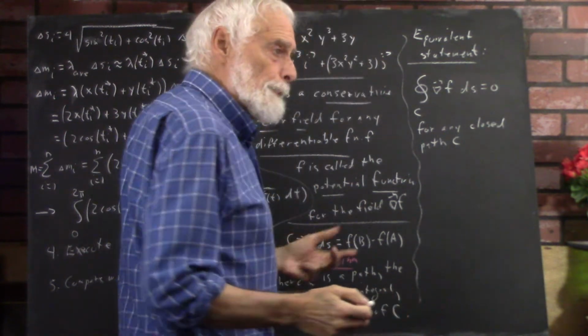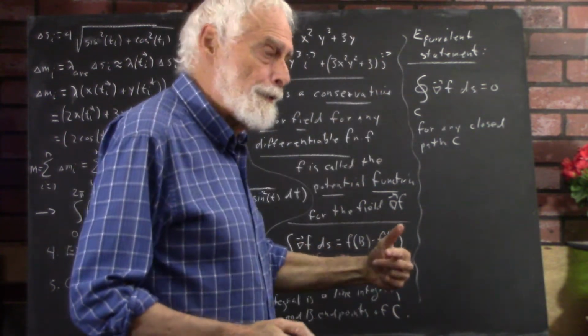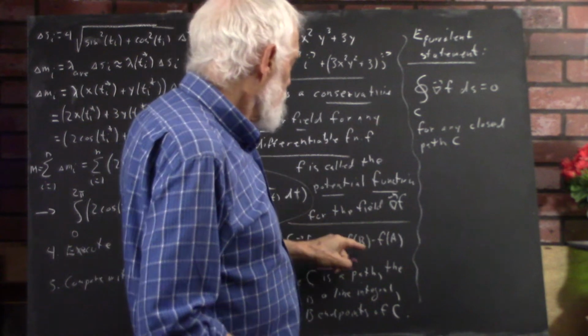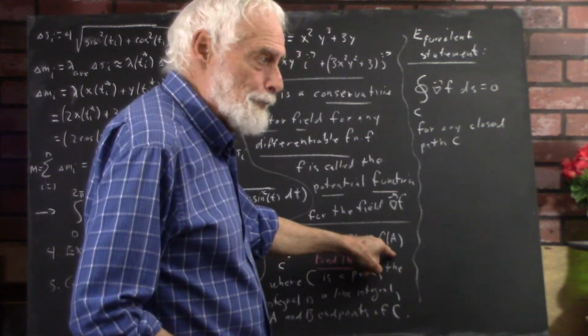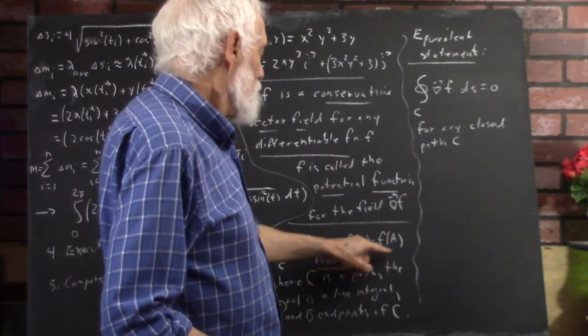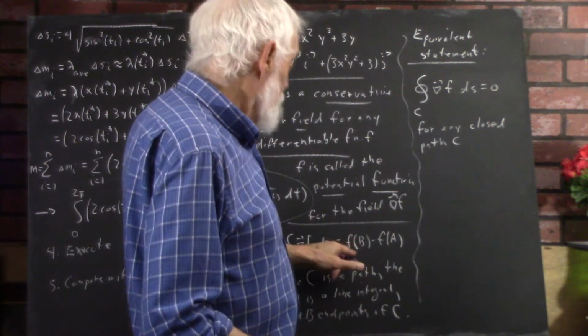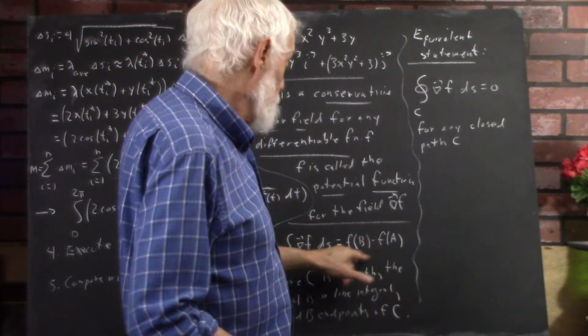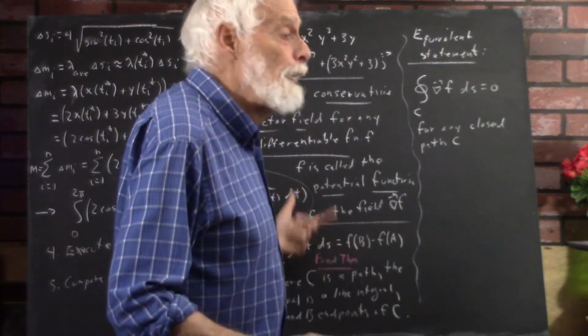And if you have a closed path, that means it ends where it started, which means its potential at the end is the same as its potential when you started. So B and A would be the same. So f of B would be the same as f of A. So when you subtract f of A from f of B, you're going to get 0.